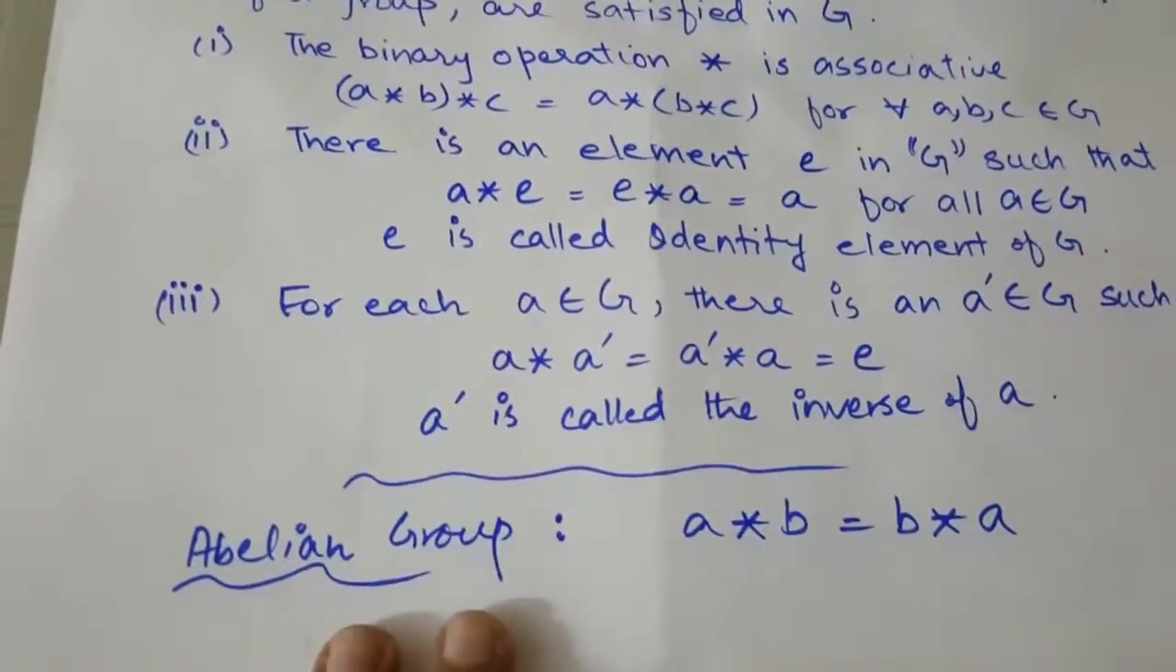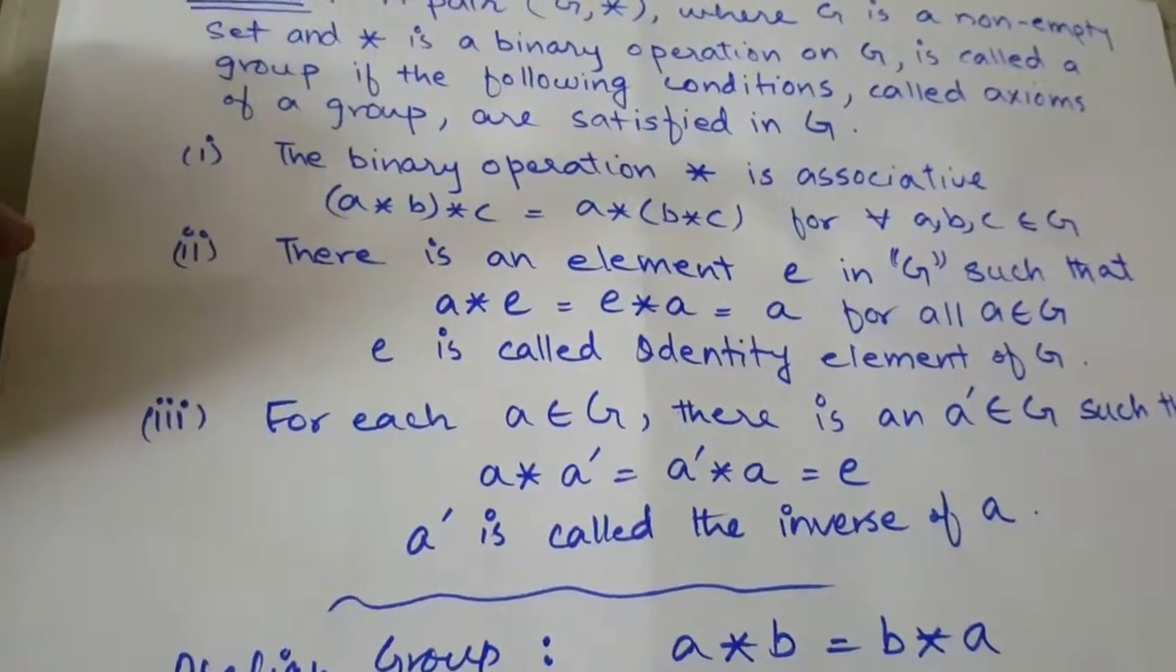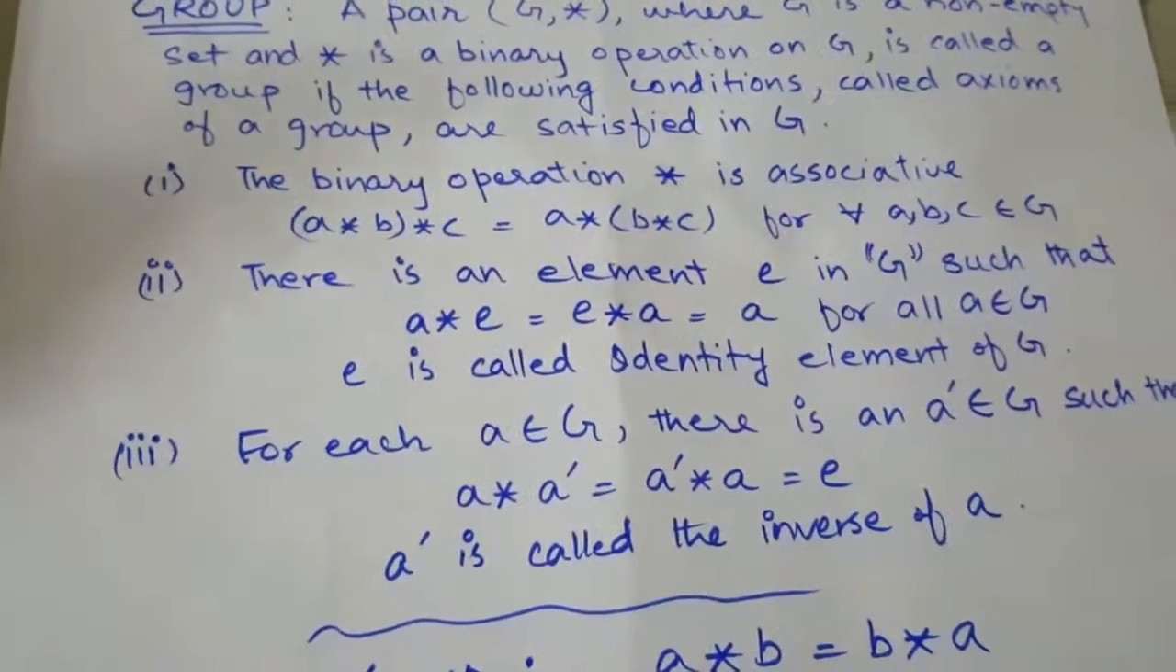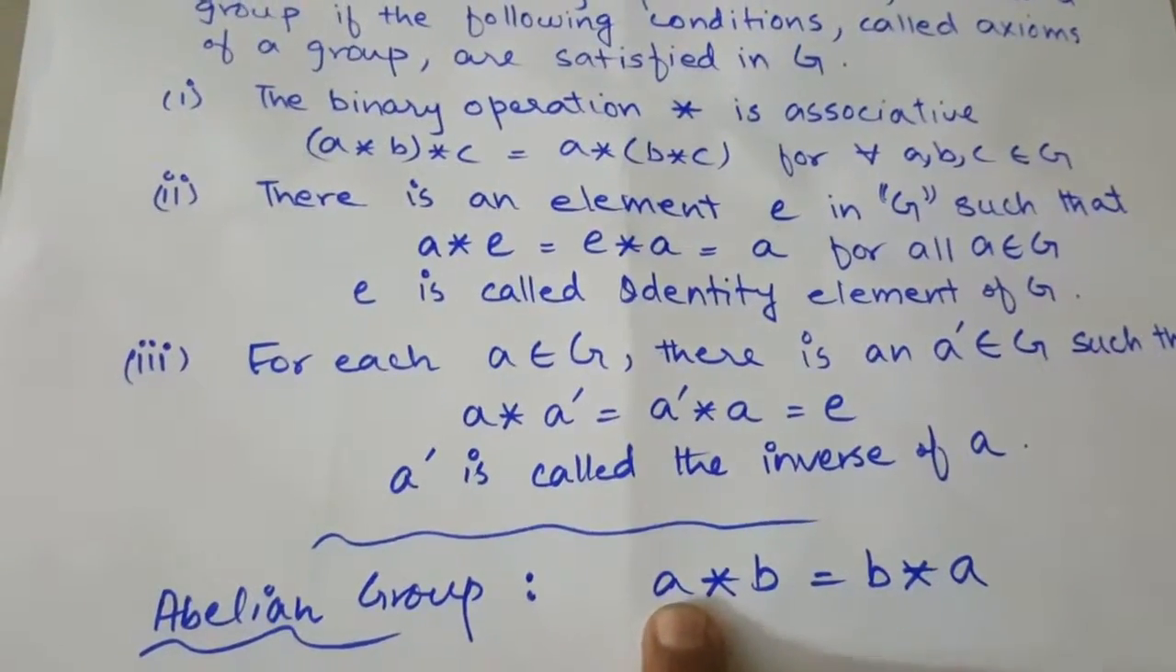Now moving towards what actually an abelian group is. If all the above three mentioned axioms are satisfied for a set, and you check the fourth condition, and that is the commutative law.